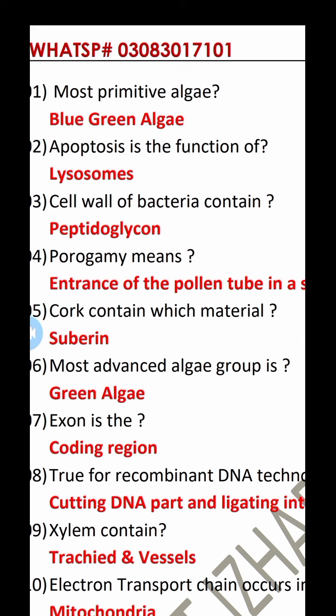Note, when the pollen tube enters through the chalazal end, it is called chalazogamy. If it enters through the integuments, it is called mesogamy. I hope you understand.